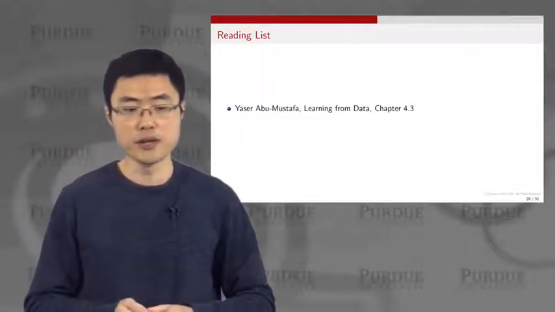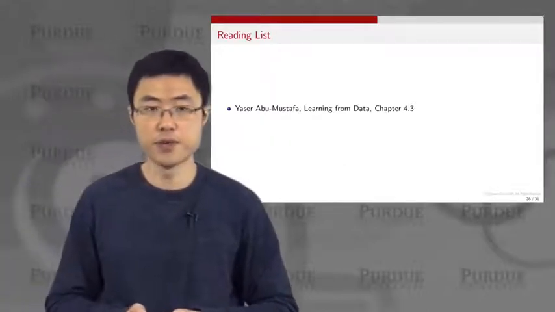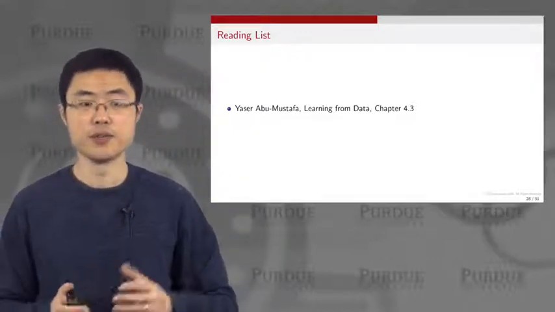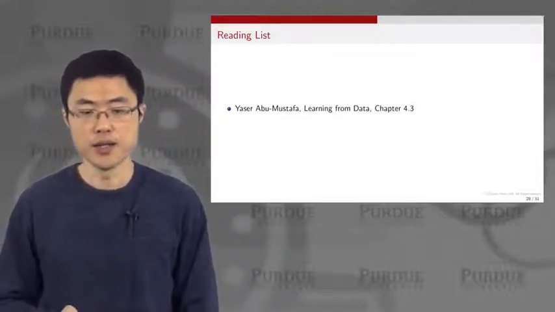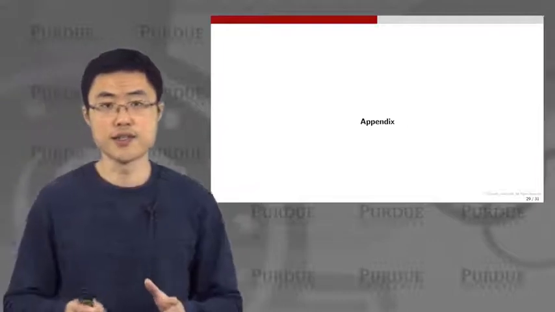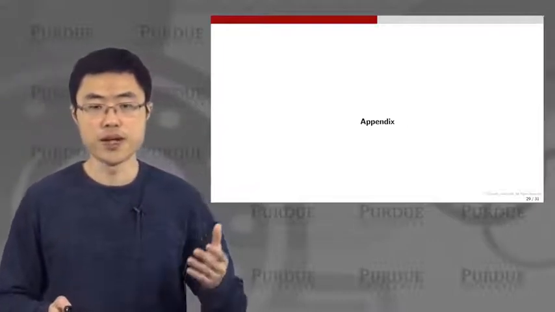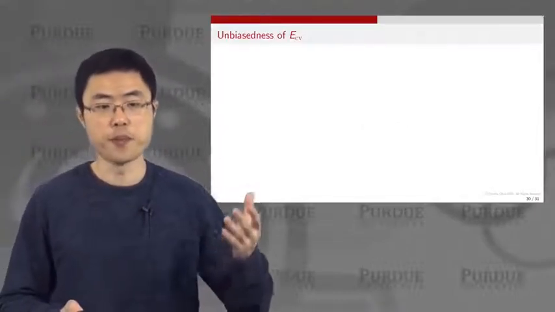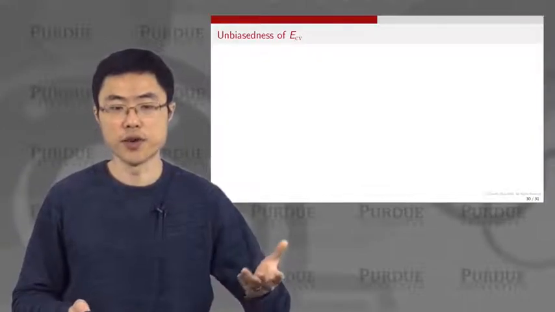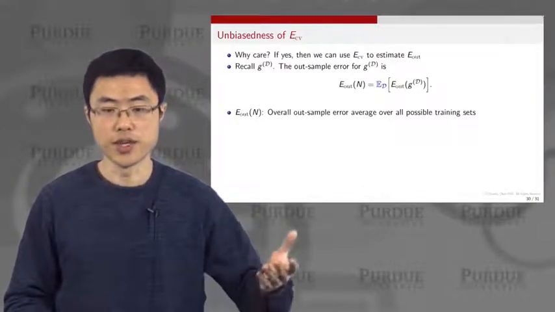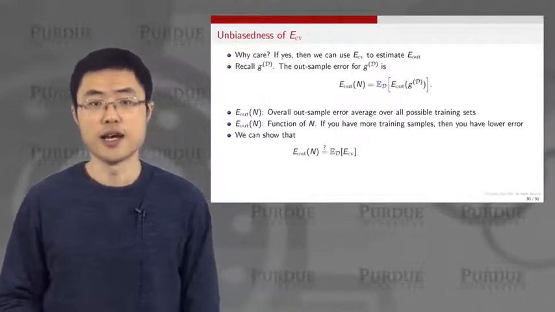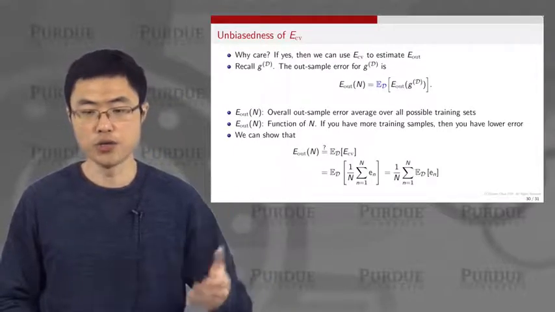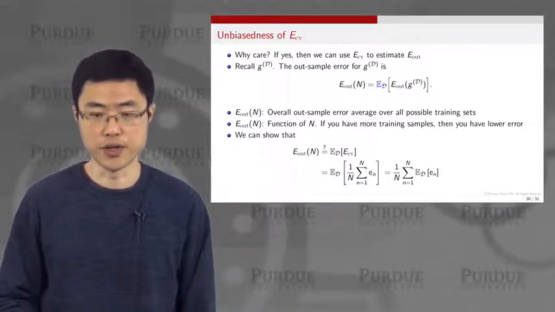I encourage everyone to take a look at this chapter of the textbook, chapter 4.3, to gain more details. In the appendix of this set of slides, you will also see some additional derivations of the unbiasedness of the cross-validation, which you can see all the details as follows. So I will encourage everyone to take a look at all these derivations as well.